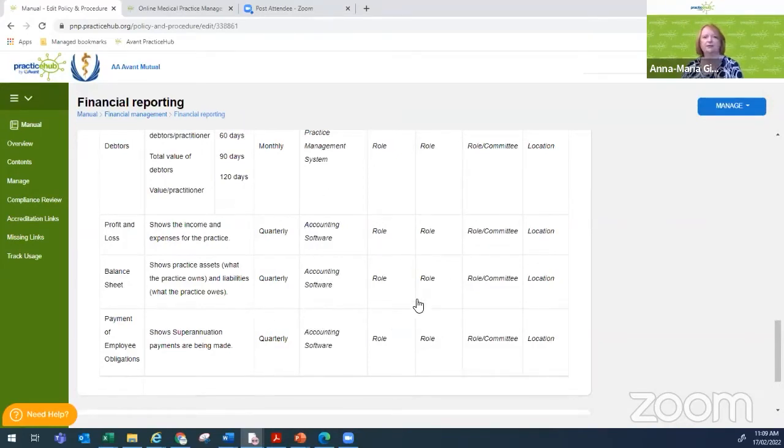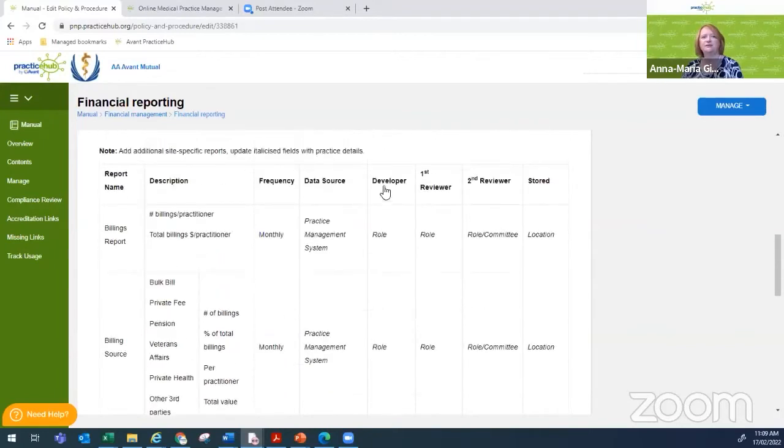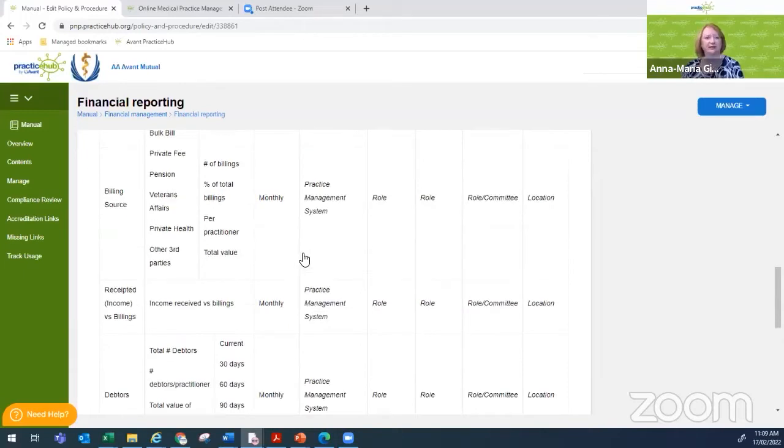So it's important to define who is responsible for extracting or developing these reports, who's going to look at them, where you are storing them, and what you are actually going to do with these. And based on your individual practices, there may well be other reports that you want to extract as well to give you a clear understanding of the financial position of your business.